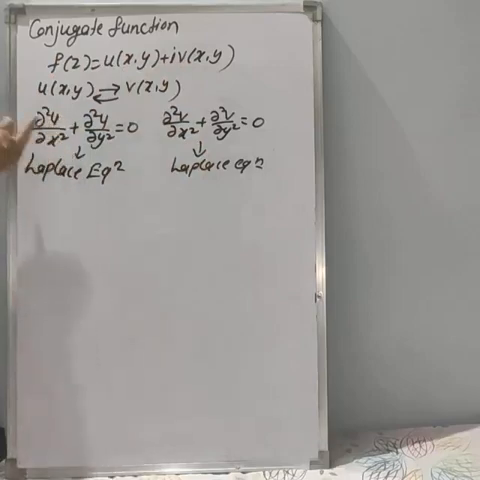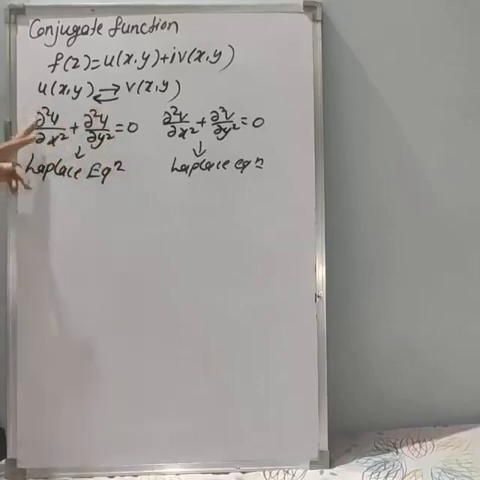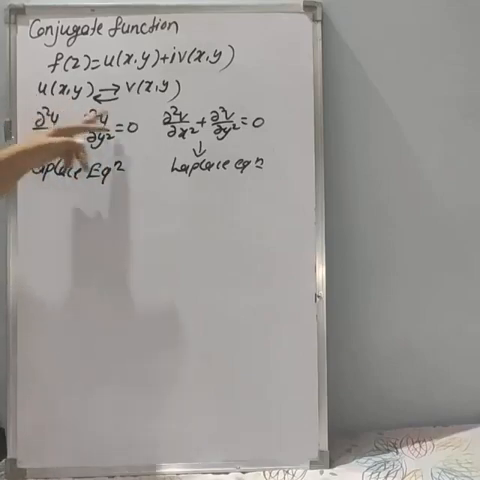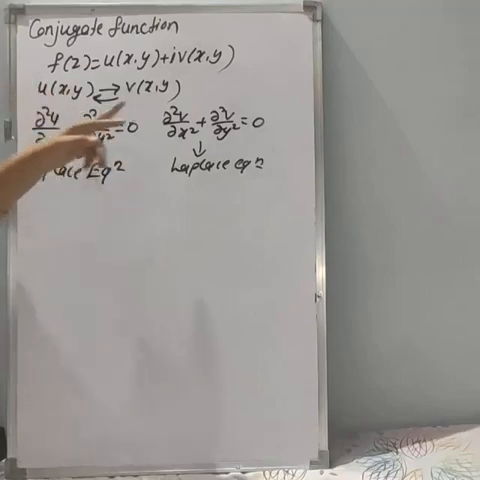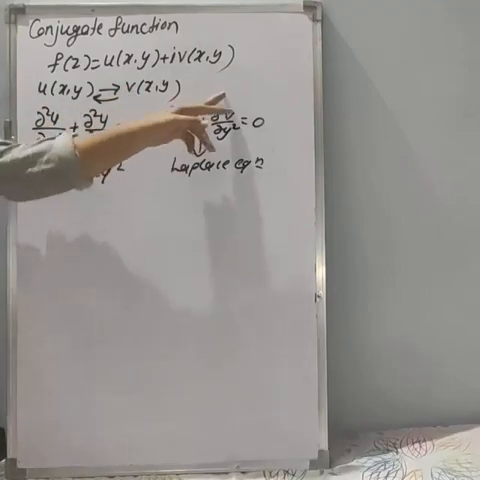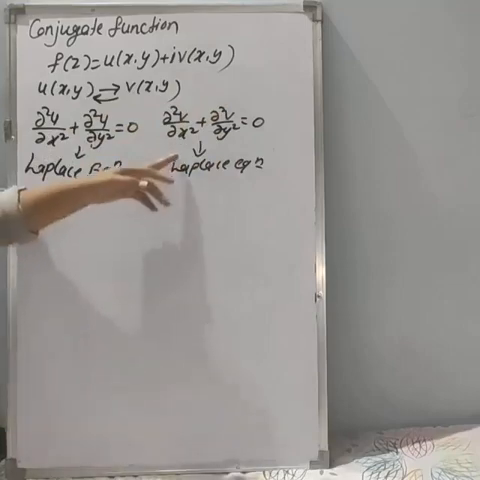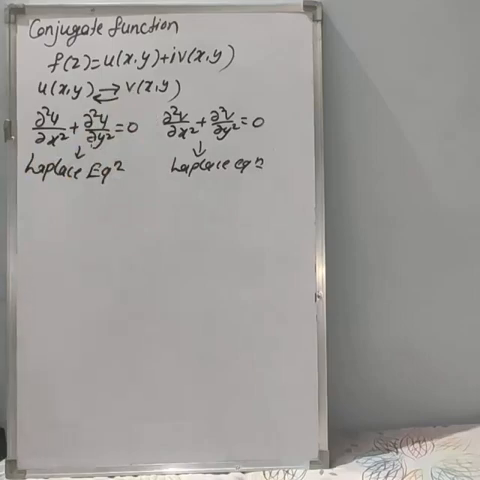Then find the partial derivatives with respect to x and with respect to y, up to second order. Then consider the equation del square u by del x square plus del square u by del y square, and if the value of this is equal to 0, then we can say u satisfies the Laplace equation. These equations are called Laplace equations. Similarly, for v, if del square v by del x square plus del square v by del y square is equal to 0, then we can say v satisfies the Laplace equation.